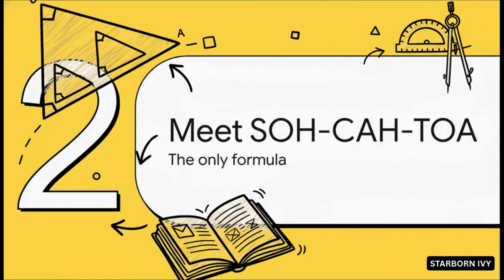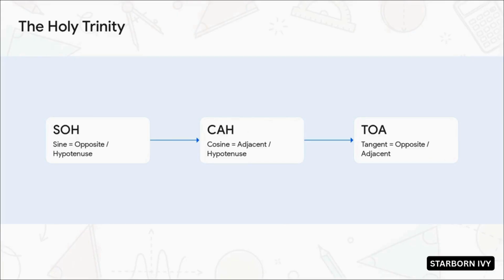All right, so if the right triangle is our playing field, then SOHCAHTOA is our playbook. And you know what the best part is? It's the only play you really, truly need to know. Let's unpack what this famous little phrase actually means. These are the 3 moods of trigonometry we mentioned.